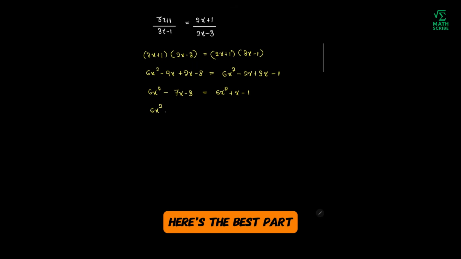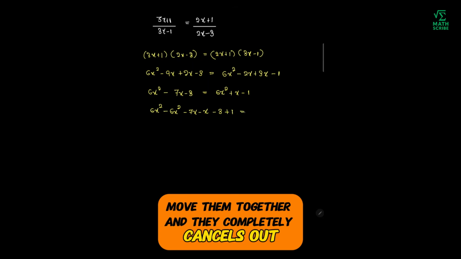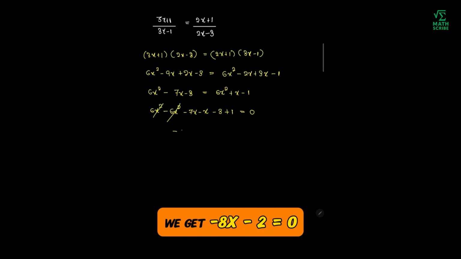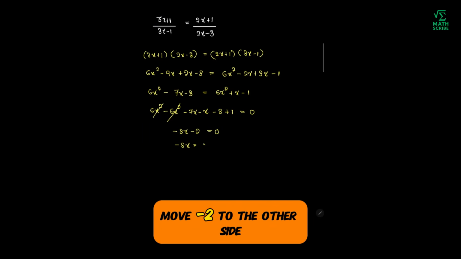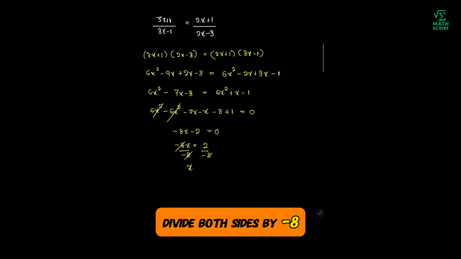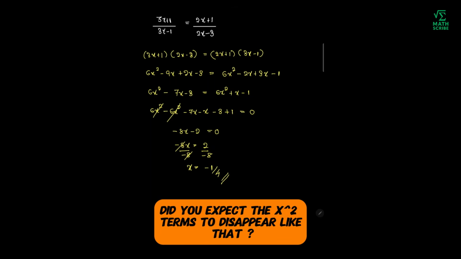Here's the best part. See those 6x squared terms on both sides. Move them together and they completely cancel out. No quadratic formula needed. We get -8x minus 2 equals 0. Move -2 to the other side. -8x equals +2. Divide both sides by -8. x equals -1/4. Did you expect the x squared terms to disappear like that?